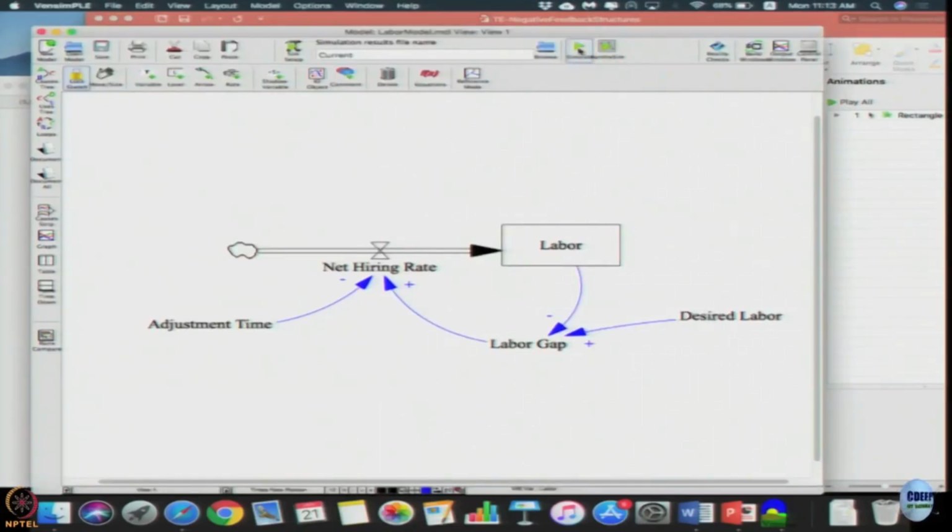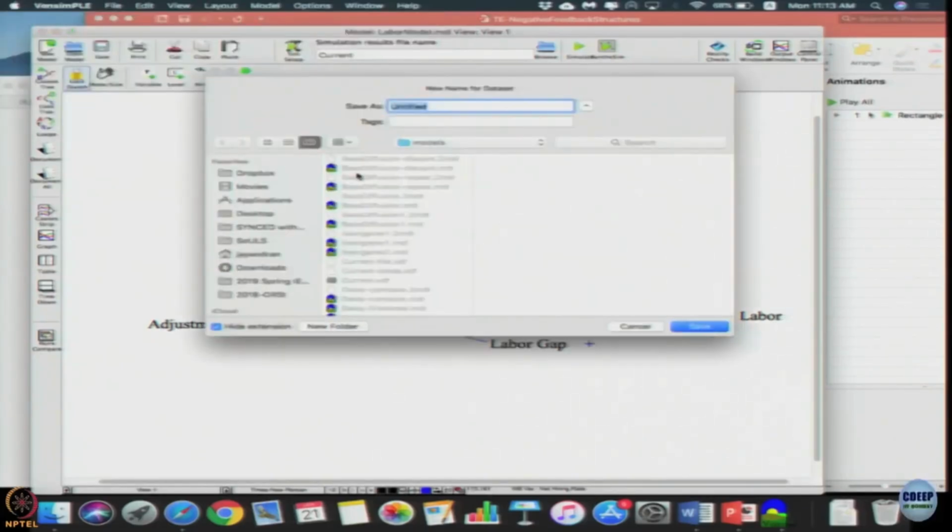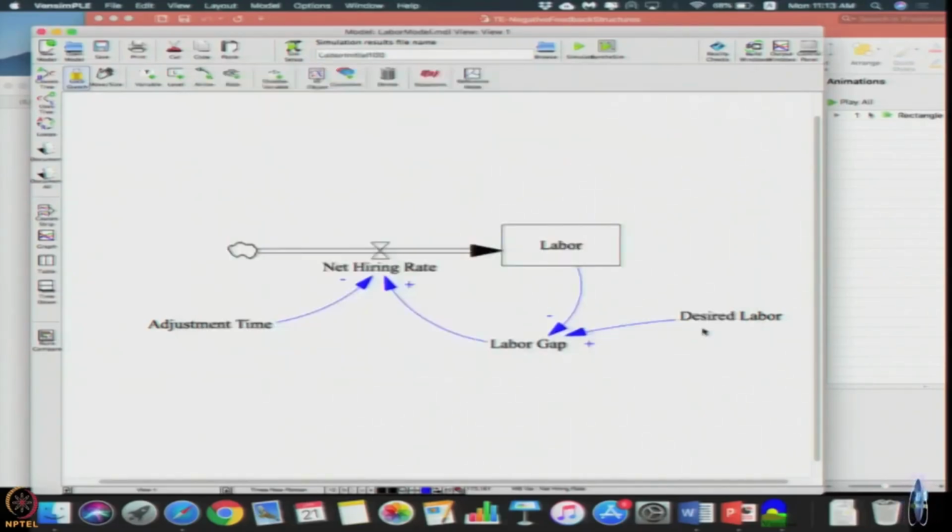When I click play, it will ask this question: current data set already exists, do you want to overwrite it? You just say no. So here we can say labor 100, so labor initial level was 100. Let us click save. So that data set is now stored as labor initial 100. Desired labor stays at 100.